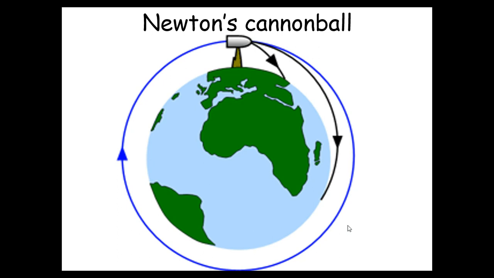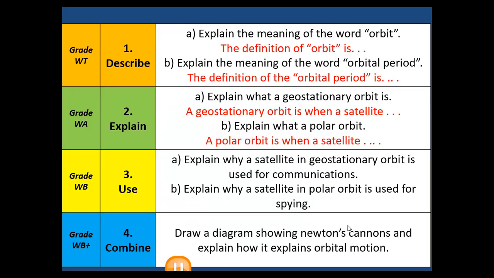Okay, so that's Newton's cannonball thought experiment explaining orbits. So now, can you pause the video and work through these questions? For describe, can you define those two key words for me? For explain, can you explain the two types of orbits that we've talked about, geostationary and polar, what they are? And then for use, can you explain why geostationary is used for communication and why a polar orbit is used for surveillance, reconnaissance, spying? And then for combine, can you combine in ideas of gravity and use Newton's cannon thought experiment to explain why things orbit other things? Using that idea. Pause the video and have a go at that, please. Sentence starters in red.